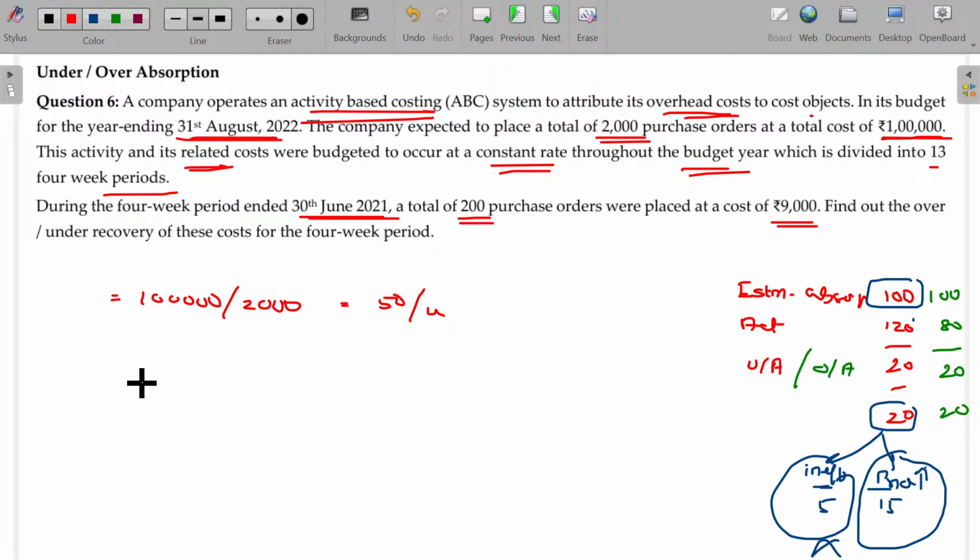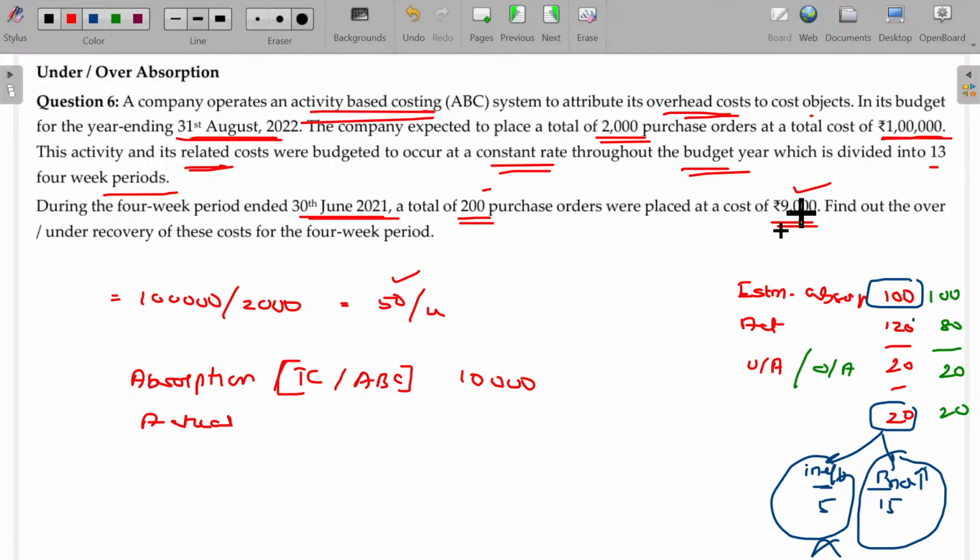So for 200, what is the absorption rate? Absorption, as per either traditional costing or ABC costing, in both the cases, the calculation is same. What is my estimation? 50. So 50 for 200, it is 10,000 rupees. But what is the actual cost we spend? Only 9,000. This is absorption, this is actual. Now what is higher? Absorption is higher, then this is called over absorption or over recovery by 1,000 rupees.